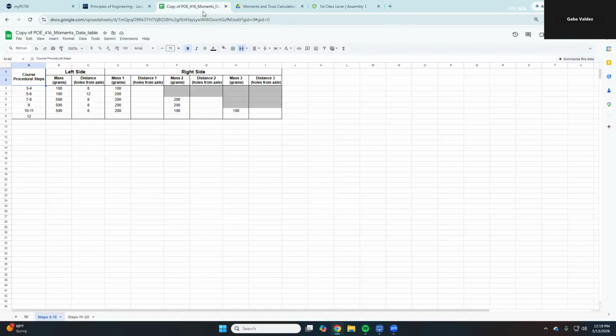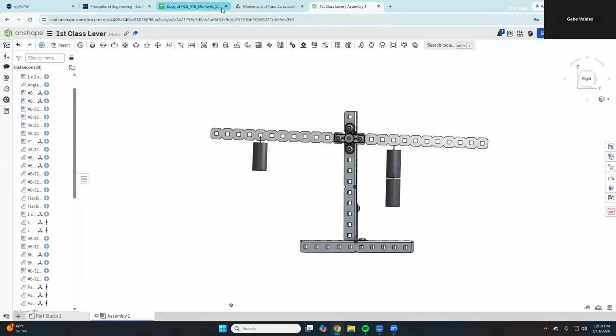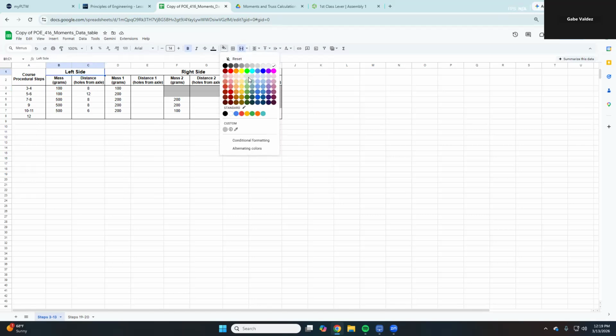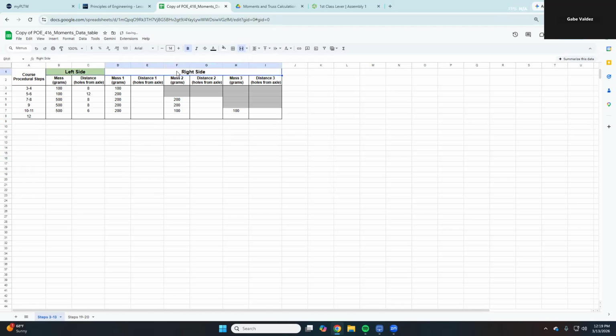So when you open up the spreadsheet, it'll look like this. It's pretty helpful, I think I have a spreadsheet in my shared drive that has an image of the lever. But what we're doing in this spreadsheet is you're going to be placing these different masses a certain distance from the fulcrum. So, for example, this 100-gram mass is going to be placed 8 holes from the fulcrum or the axle. Okay. So this is on the left side. It's kind of hard to see, but this is the left side of my fulcrum. And this over here is the right side of the fulcrum.